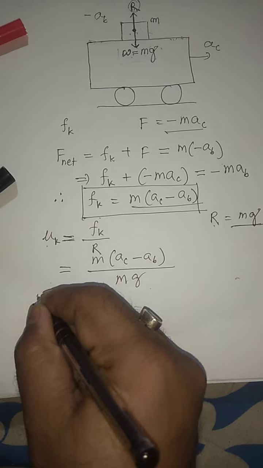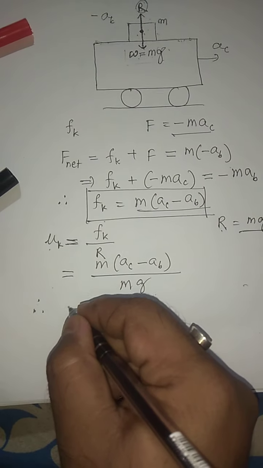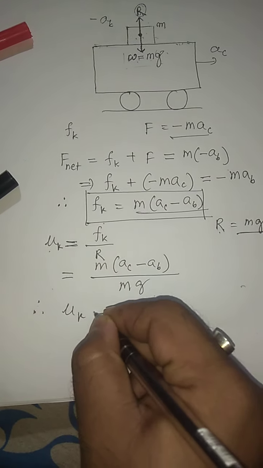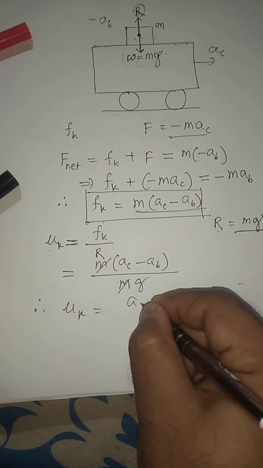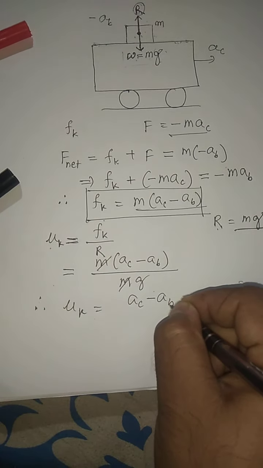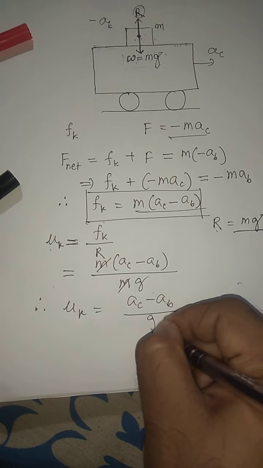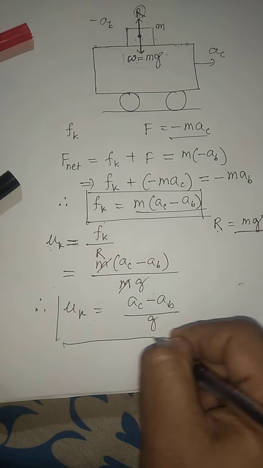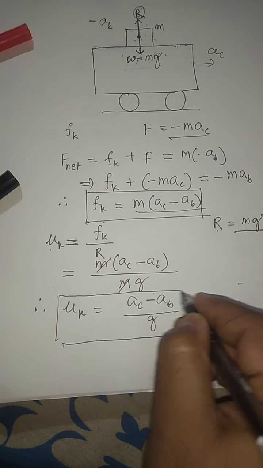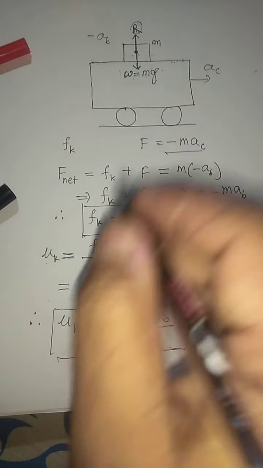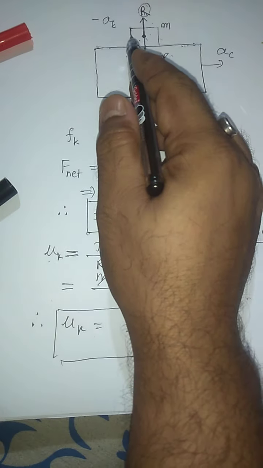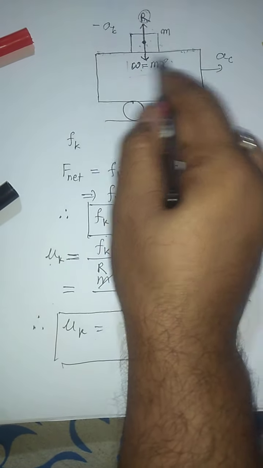Therefore, mu k is equal to (AC minus AB) by g. This is the expression for the coefficient of kinetic friction between the block and the surface.